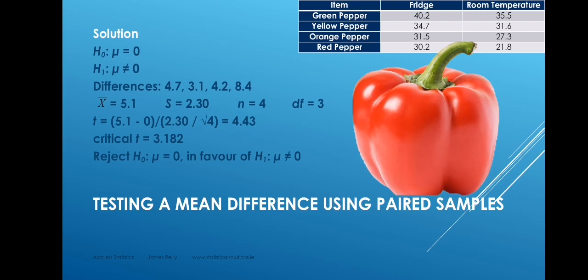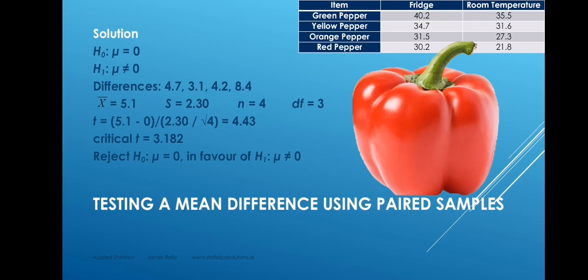So there's a single population of differences, and we're interested to know if the mean of that population is 0 or some other number. So we calculate the sample statistics working with those differences. The x bar is 5.1, the mean difference. The standard deviation is 2.3, the standard deviation of the differences. N equals 4, the number of differences, and of course the degrees of freedom equals 3, n minus 1. So we calculate the t statistic using the one sample t-test that was presented earlier in chapter 5, and we substitute those values into the formula for t and we get 4.43.